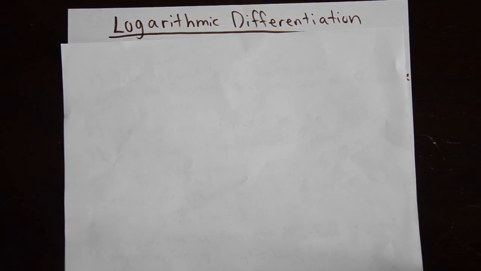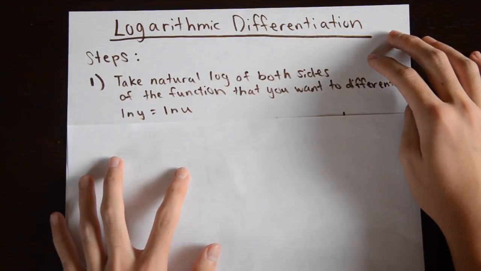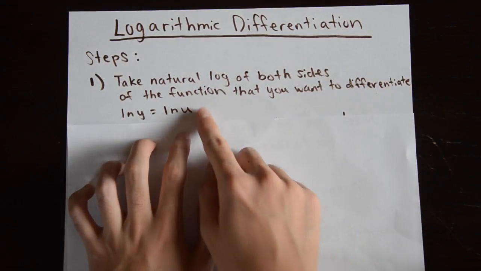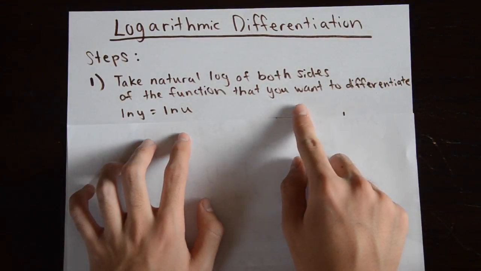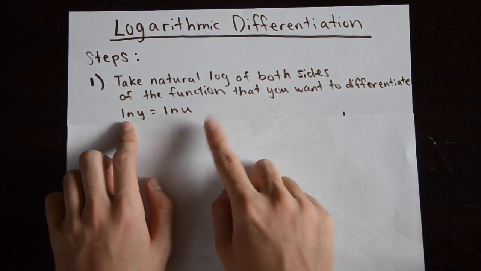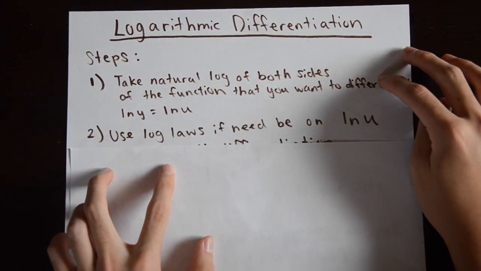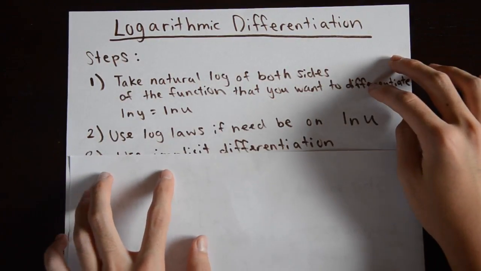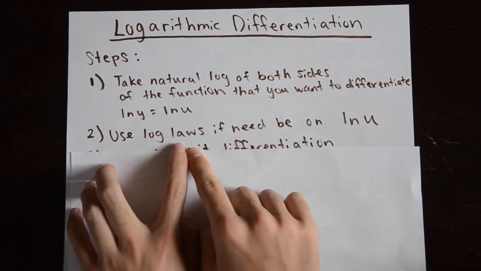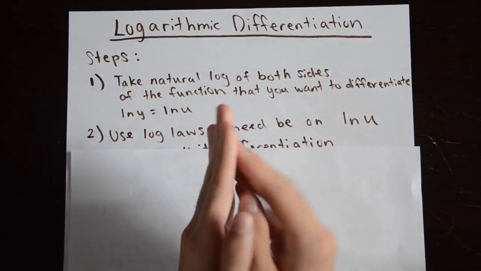Now I'll be going over how to do logarithmic differentiation. So the first step is to take the natural log of both sides of the function that you want to differentiate. So if you had y equals u, and you want to find the derivative of that, you take the natural log of both sides. Now the second step is you use the logarithm laws, if need be, on the natural log of u, and you expand it.